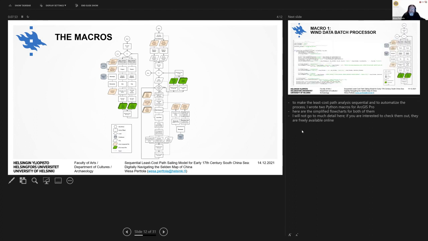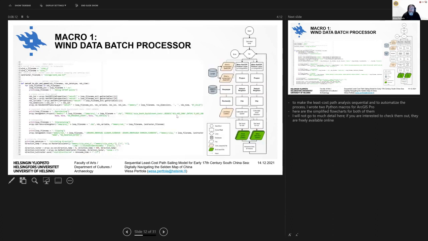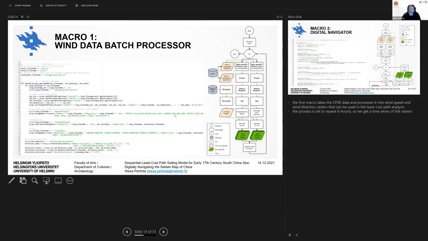To make the least cost path analysis sequential and to automate the process, I wrote 2 Python macros for ArcGIS Pro. Here you can see the simplified flowcharts for both of them. I will not go into much detail here. If you are interested to check them out, they are freely available online. The first macro takes the CFSR data and processes it into wind speed and wind direction rasters that can be used in the least cost path analysis. The process is set to repeat at 6 hourly intervals, so we get a time series of the rasters.